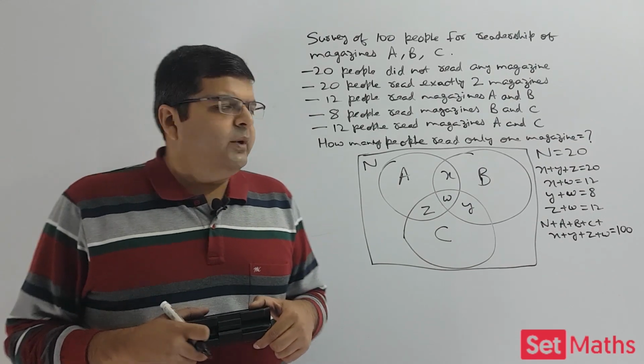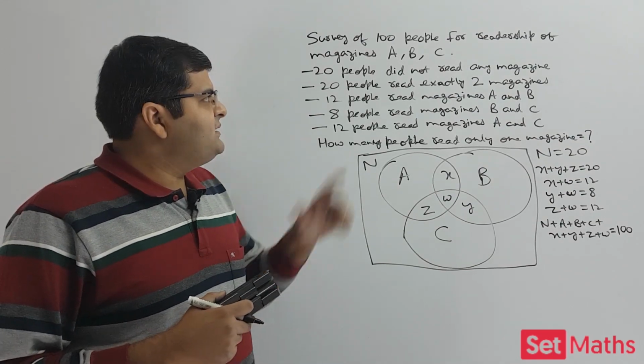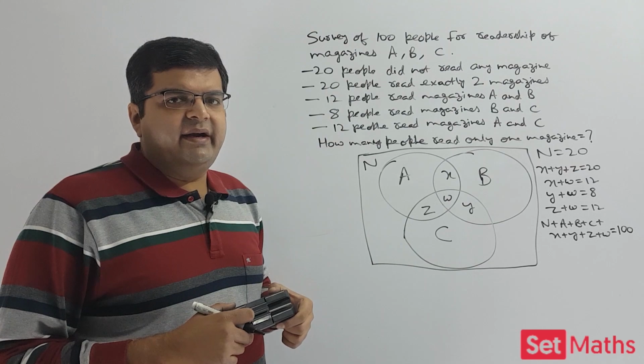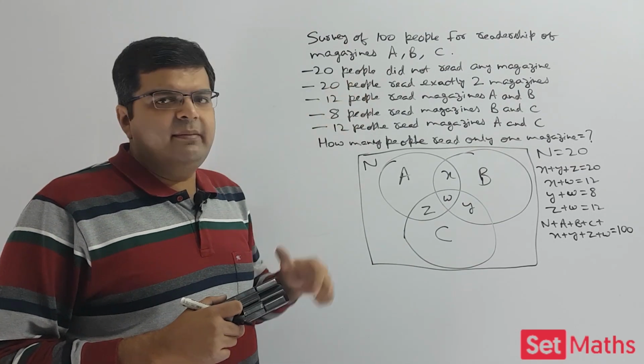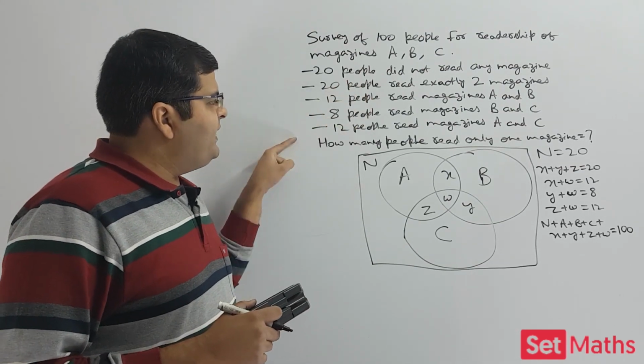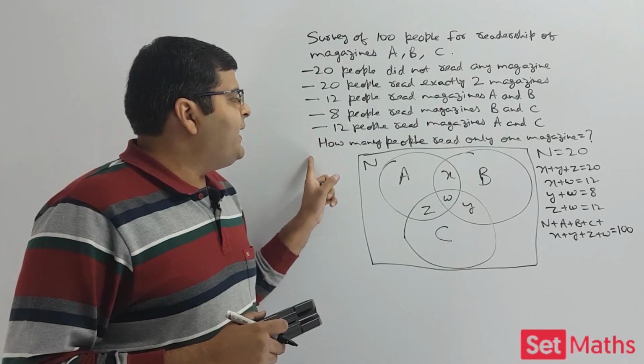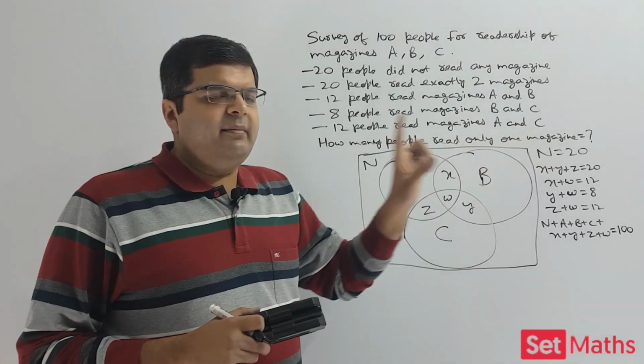Okay, so in this question, we have been given that a survey of 100 people was conducted for readership of magazines A, B and C. We have provided this data. We need to find how many people read only one magazine.